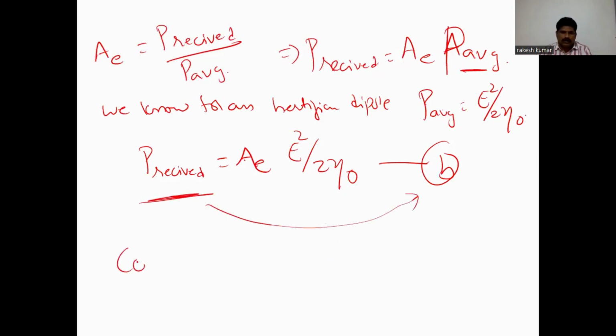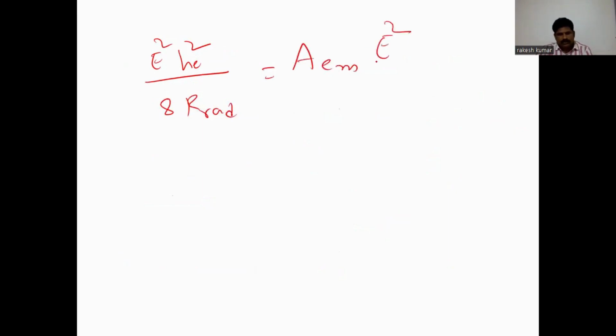Now I am comparing A and B. If I compare the expressions, E squared times effective height squared by 8 R_rad is equal to A times E squared by 2 eta. So things will get cancelled. This E squared will get cancelled.